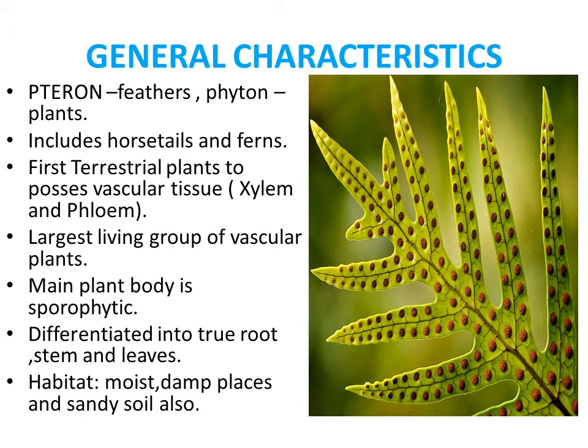And the main plant body of pteridophyte is sporophytic, which is a different character from the previous groups, in that the main plant body was gametophytic, but in case of pteridophyte it is sporophytic. Next, they are differentiated into true root, stems and leaves, and the habitat where they are found is moist, damp places, and it is also grown in the sandy soil.